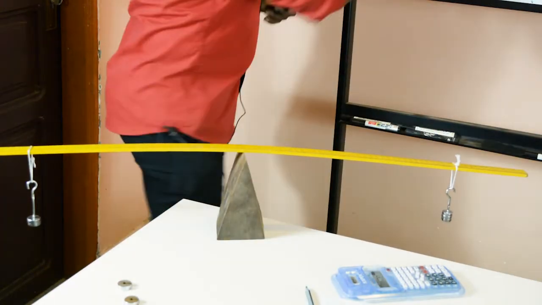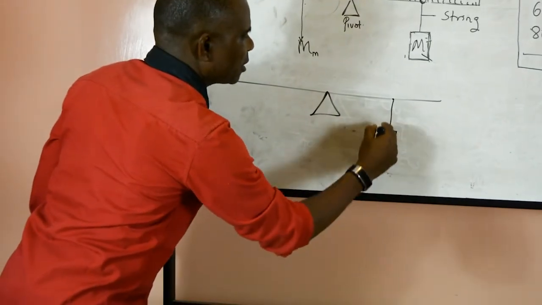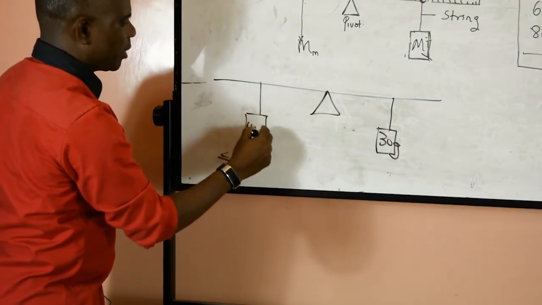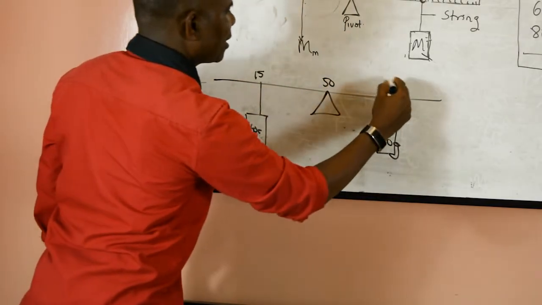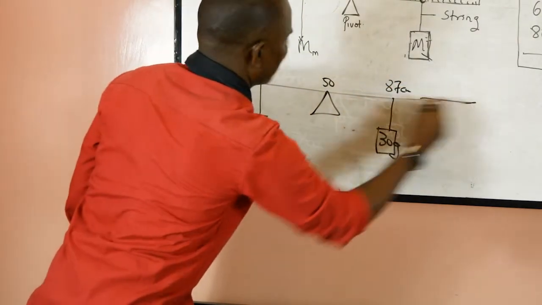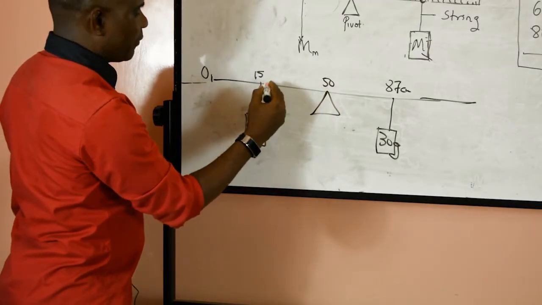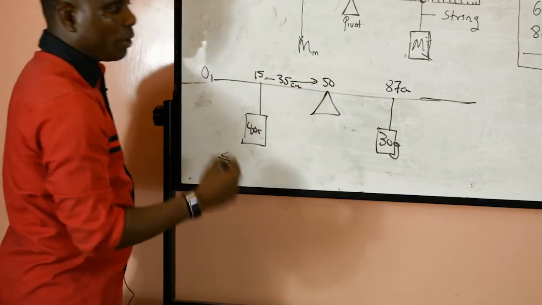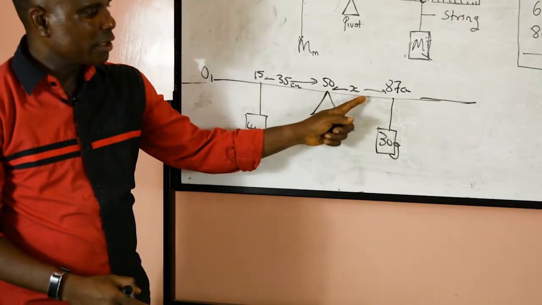So if you want to draw that, you can add something like this. This is the 30 gram, and I have my 40 grams somewhere here at the 15, and this was at 50 centimeter. Now it has balanced at 87 centimeter there. So this was at 0. Now from 15 to there, you can still investigate this. This is 35 centimeter. Now I can find this distance x, and I can vary this distance, which is another relationship I can find.